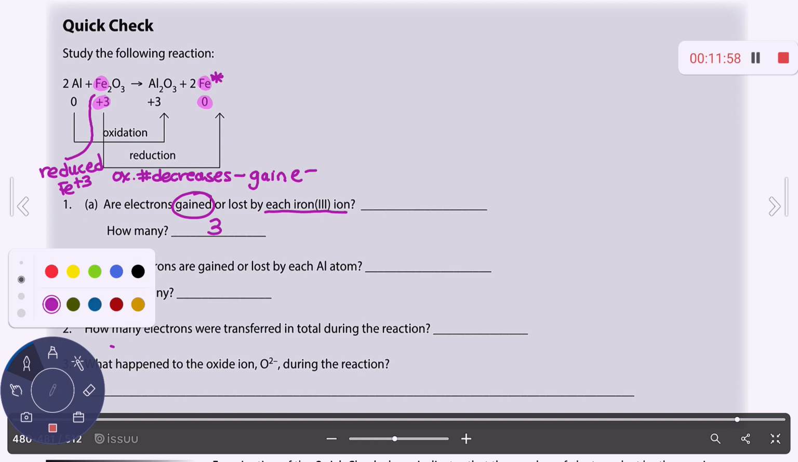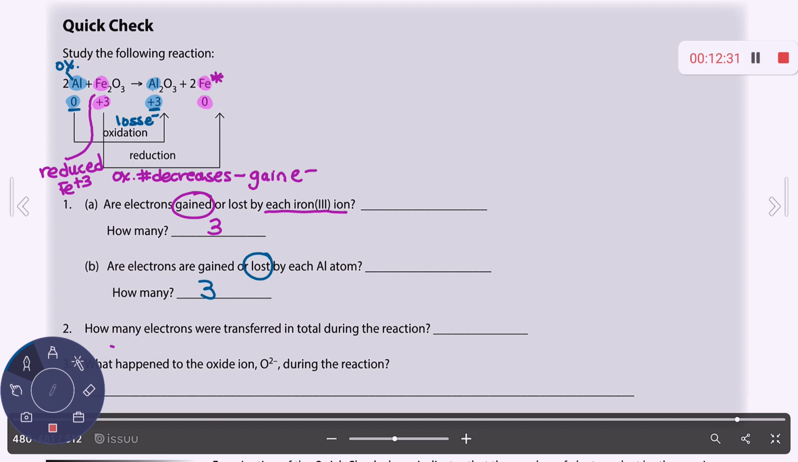All right, when we look at the other, so here we're going from this aluminum to this aluminum, and here are the oxidation numbers. As I go from a 0 to a +3, this is a loss of electrons, right? Because this is being oxidized. So electrons are being lost by each aluminum atom. How many? 3, right? Because I went from 0 to +3. So we're going to put a 3 here. That's by each atom. There's a coefficient on the aluminum, though, right? Of 2. So how many electrons are transferred total? 6.